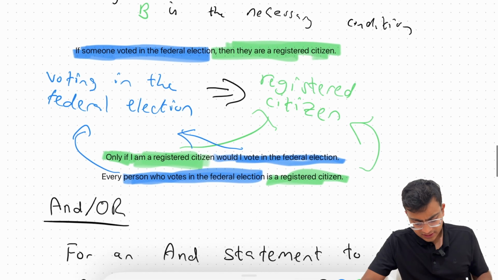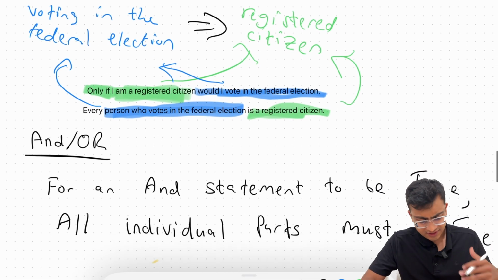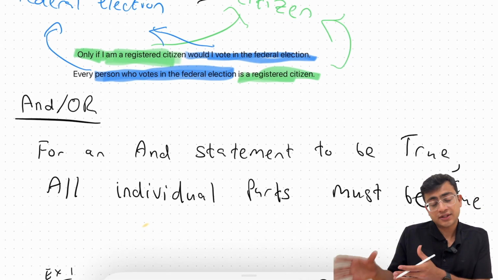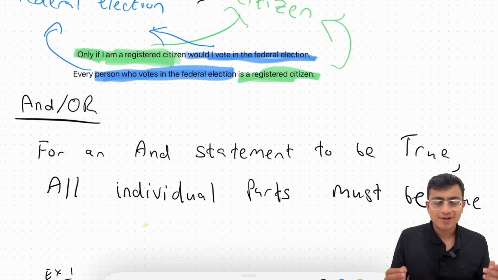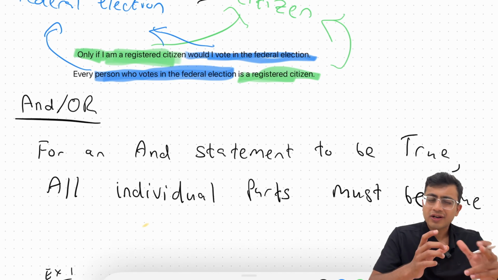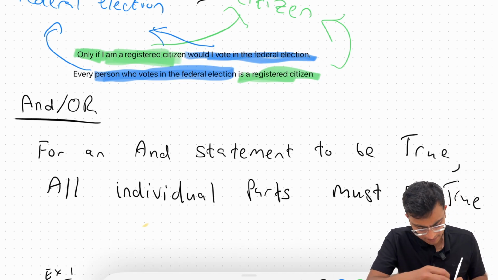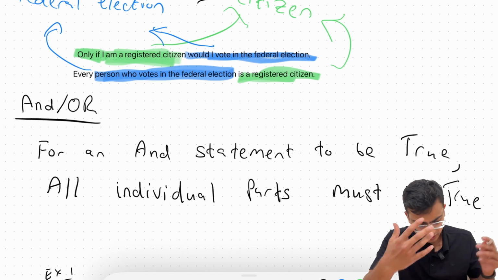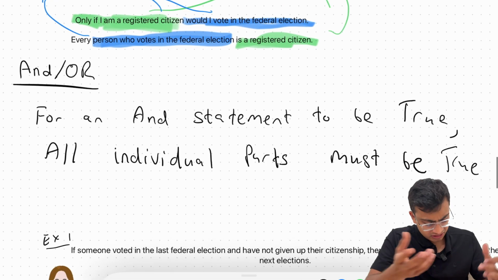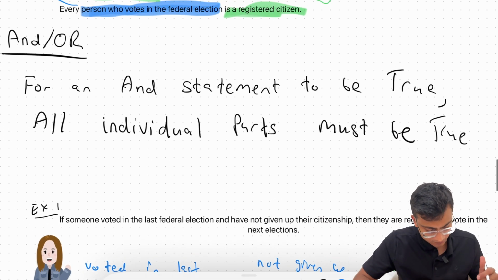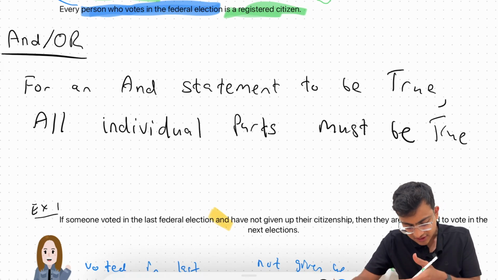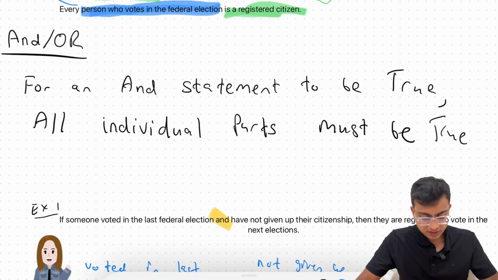Okay, let's build more on the sufficient and necessary conditions. So sometimes the sufficient or the necessary condition might have an "and" or an "or" in it. And those work a bit differently. Well, they work the exact same way, but we need to just build upon our knowledge so far. So let's say you have an "and" statement in the sufficient condition. So for example, if someone voted in the last federal election and have not given up their citizenship, then they are registered to vote in the next elections.